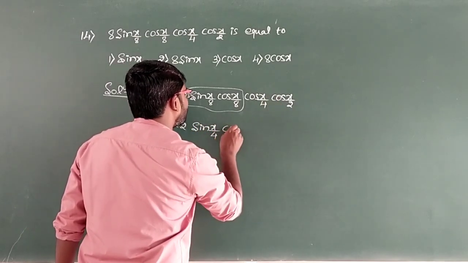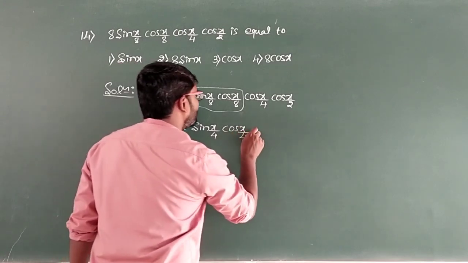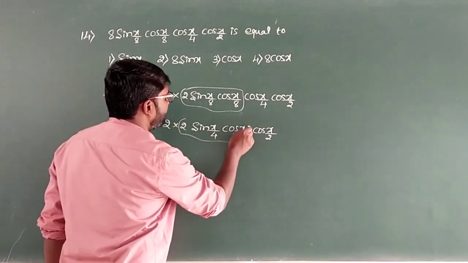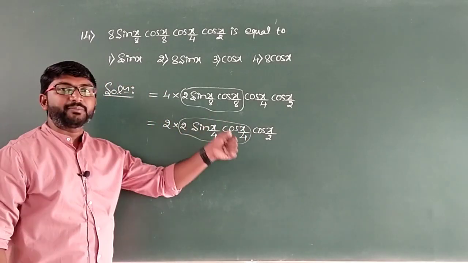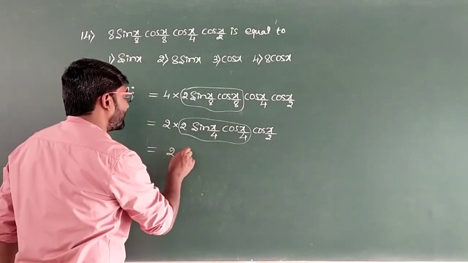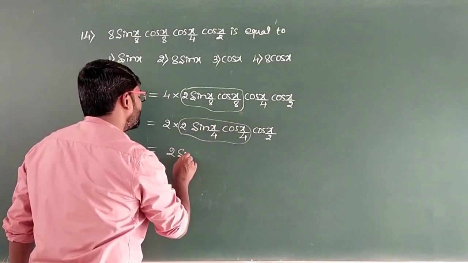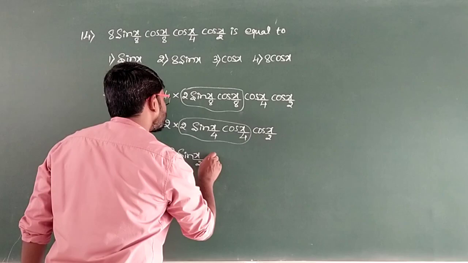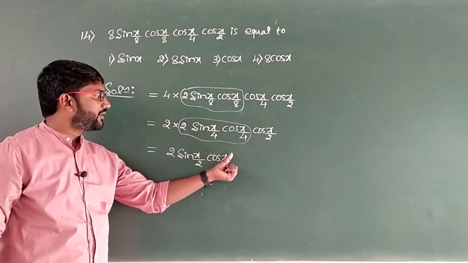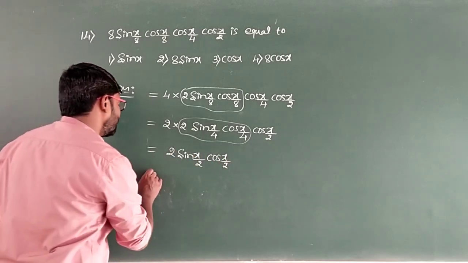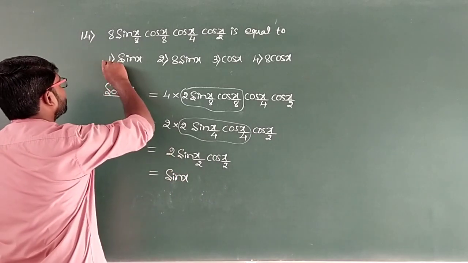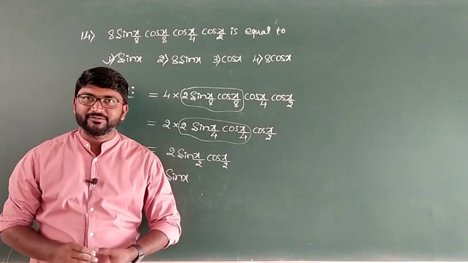And write these terms as it is, cos x by 4 into cos x by 2. So now these three terms can be written as sin x by 2, since 2 sin theta into cos theta, so it can be written as sin x by 2, 2 times. And then write cos x by 2 as it is. So now, by the half angle formula, 2 sin x by 2 into cos x by 2 can be written as sin x. So it is sin x. Check the given options now. Option 1 is the correct answer. This is all about question number 14.